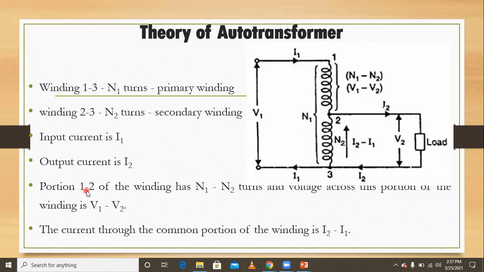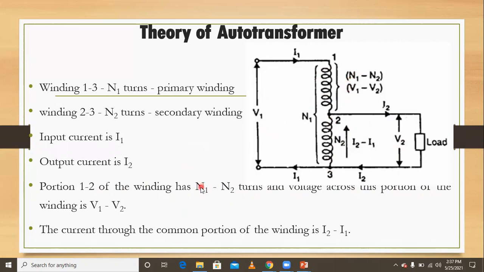Portion 1, 2 of the winding has N1 minus N2 turns, since the total number of turns is N1 and the common portion has N2 turns. The total voltage applied here is V1, and the voltage across the load on the secondary side, between 2 and 3, is V2. So the voltage across portion 1 and 2 of the winding, with N1 minus N2 turns, is V1 minus V2.